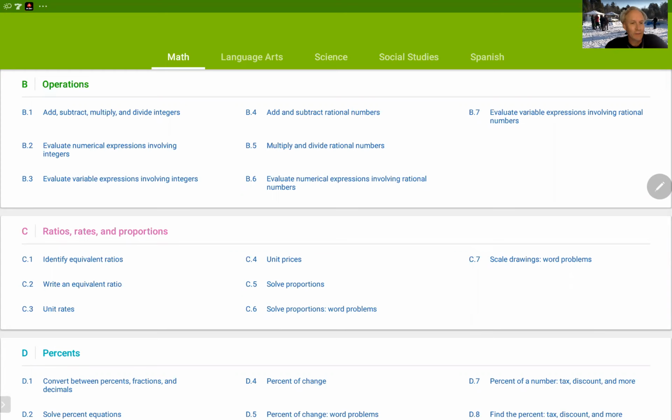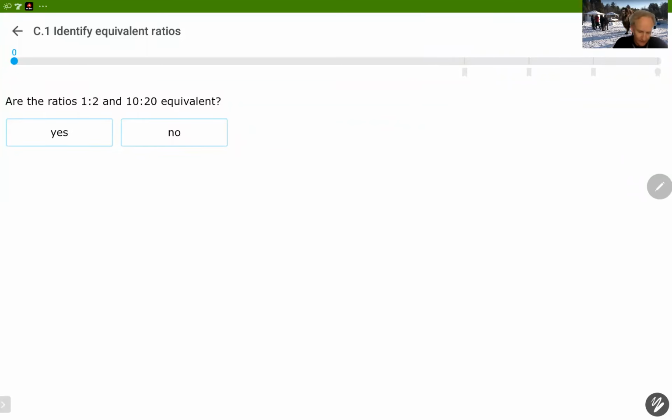Anyway, this is for the C section of Algebra 1, and we're going to start with identifying equivalent ratios. So let's take a look and see what we've got. Is 1 to 2 equivalent to 10 to 20? We multiply both parts by 10, and we get 10 to 20, so I'm going to say yes.